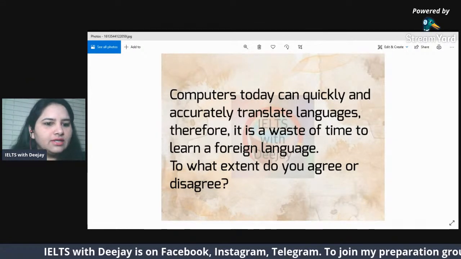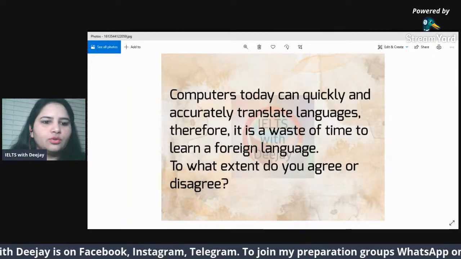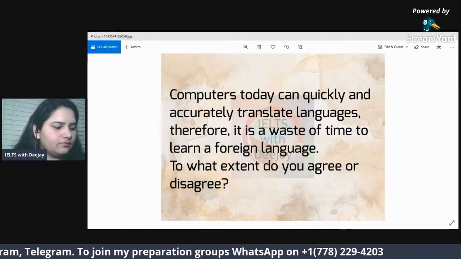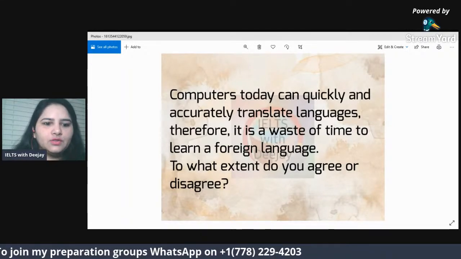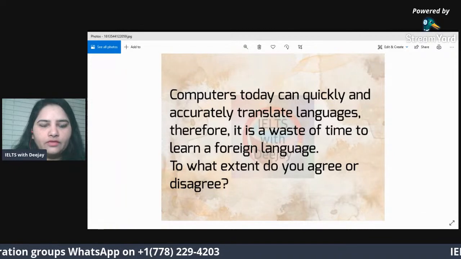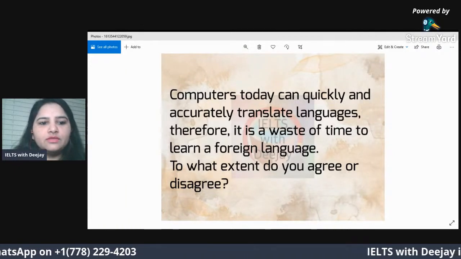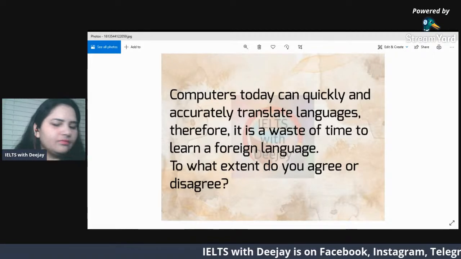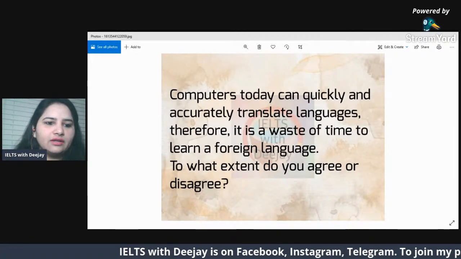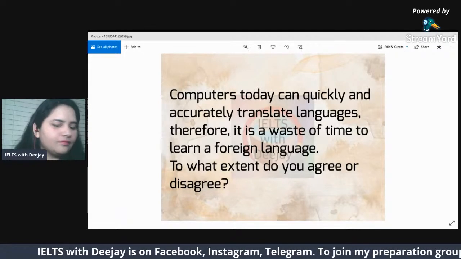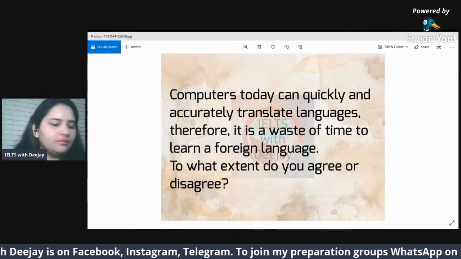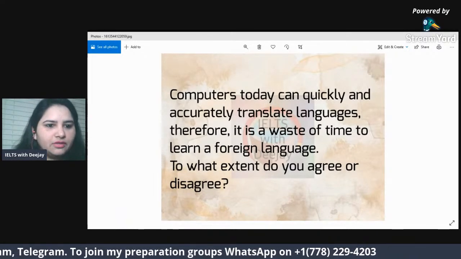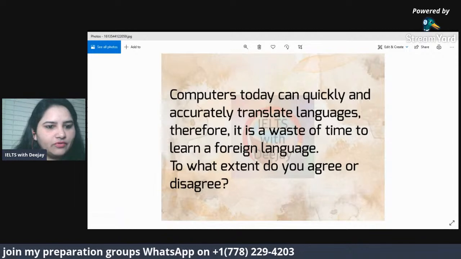This essay was recently in the exam, so it's a new one. Read this one and let me know the format of this essay and how we attempt this type of essay. What did you not understand, Asif? First, you have to tell me the format, how we write this type of essay.